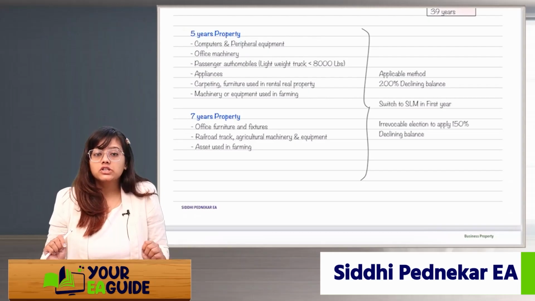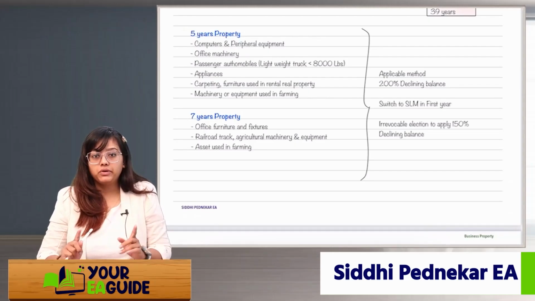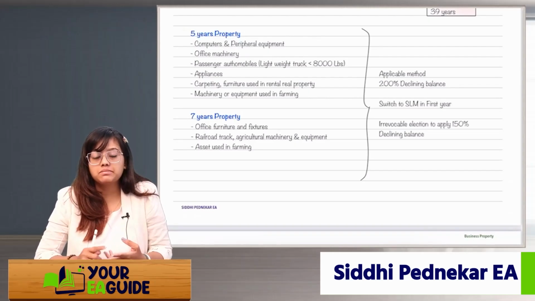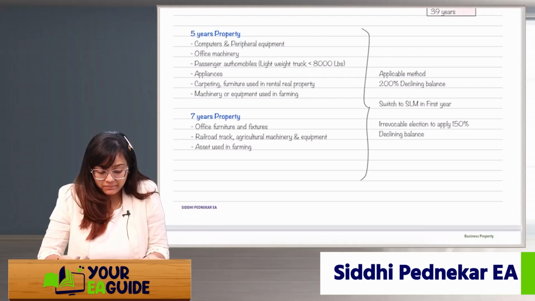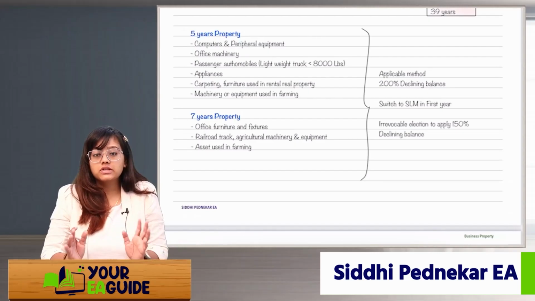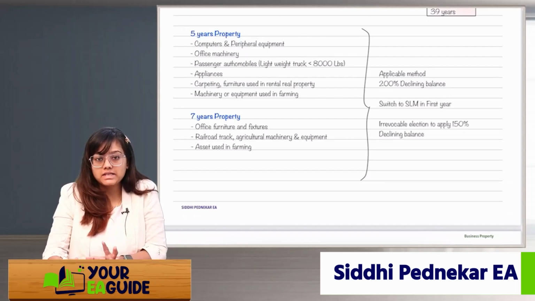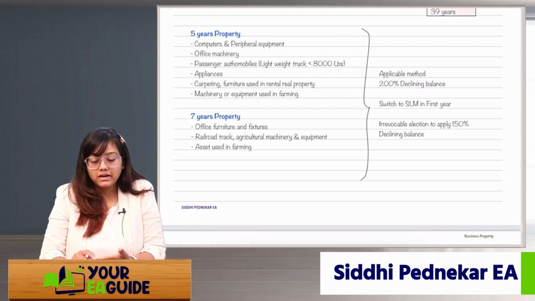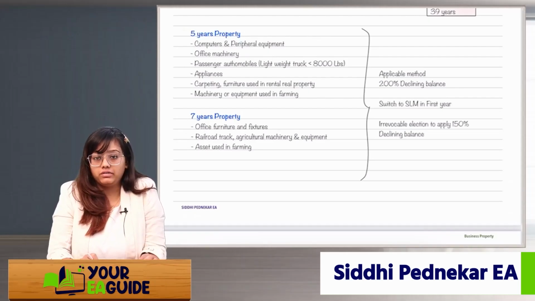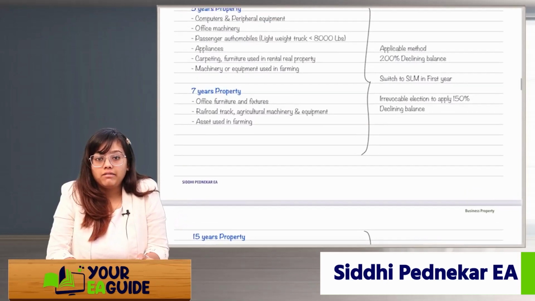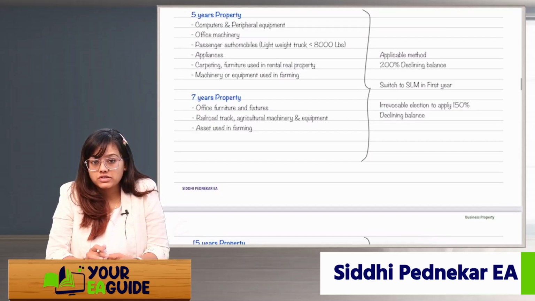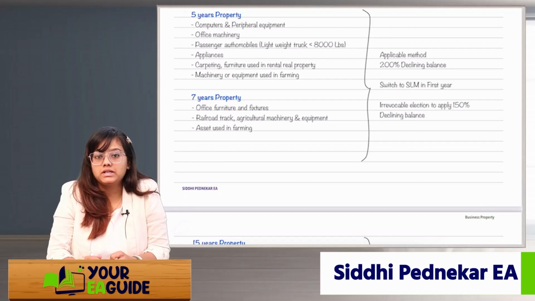So this is 5-year property: computers and peripherals, office machinery, machinery used in farming, carpeting and furniture used in rental property, appliances, and passenger automobiles with a light weight of up to 8,000 lbs. Next is 7-year property. If you have office furniture and fixtures, railroad track, agriculture machinery and equipment.